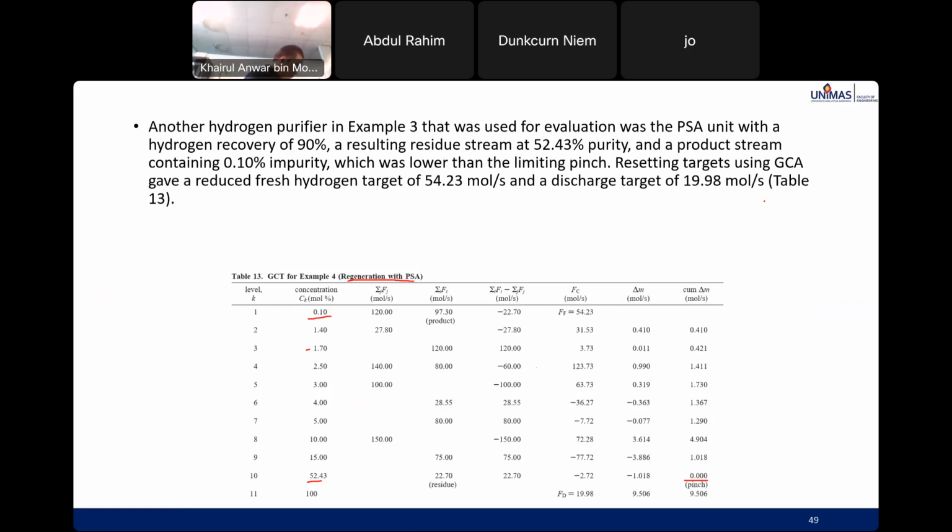So the fresh minimum, so the fresh supply of hydrogen for this multi-pinch problem is at 120 mole. Yeah, 120 mole.